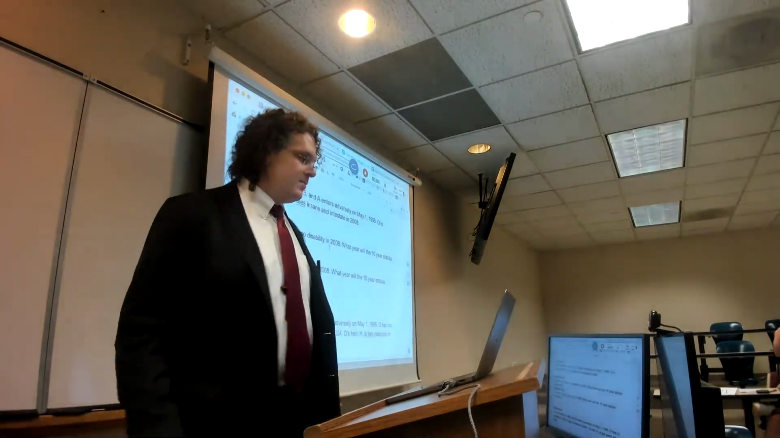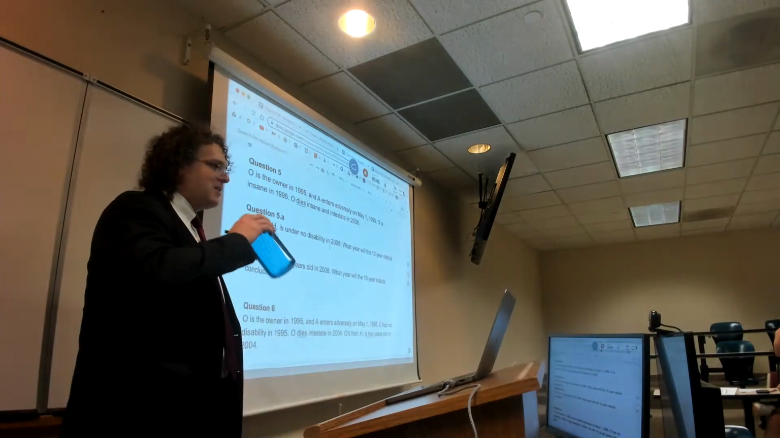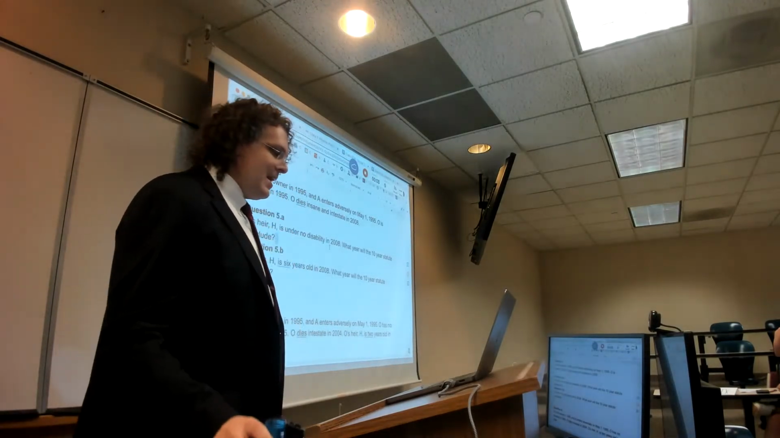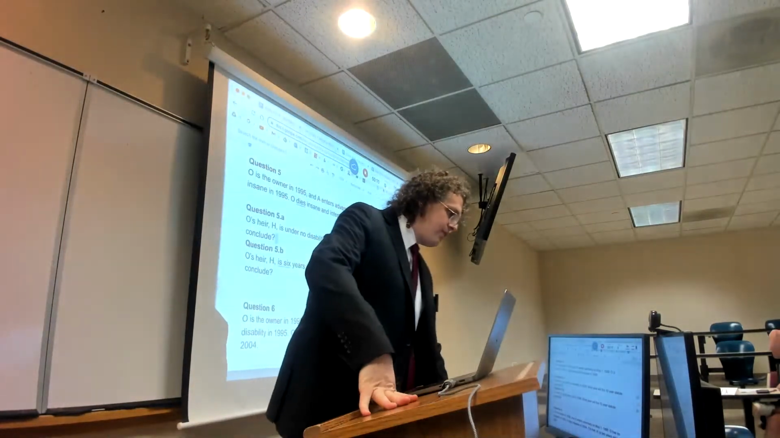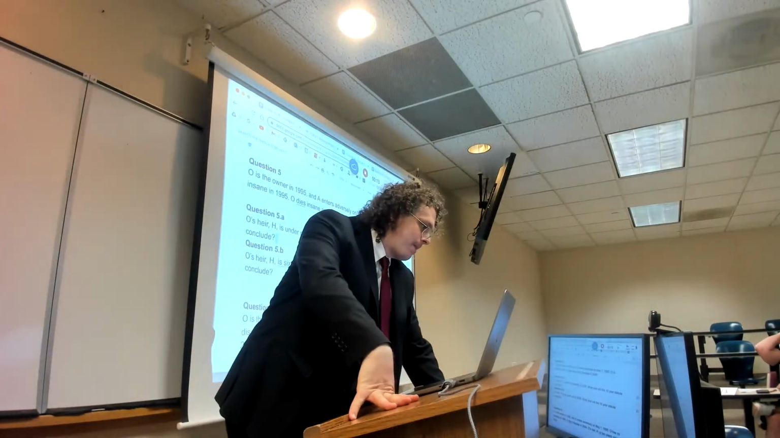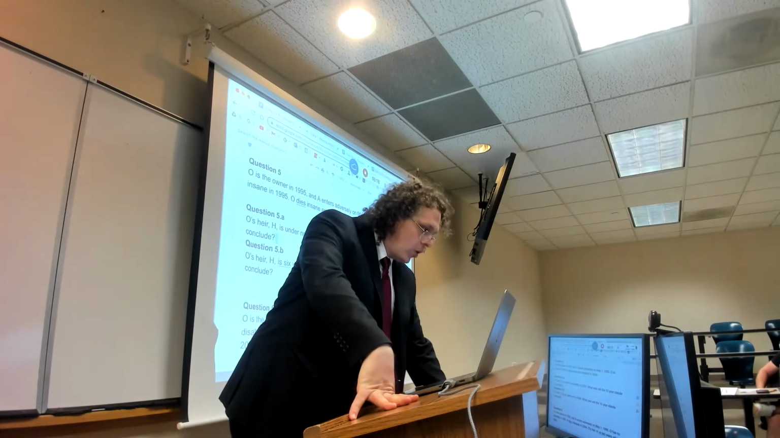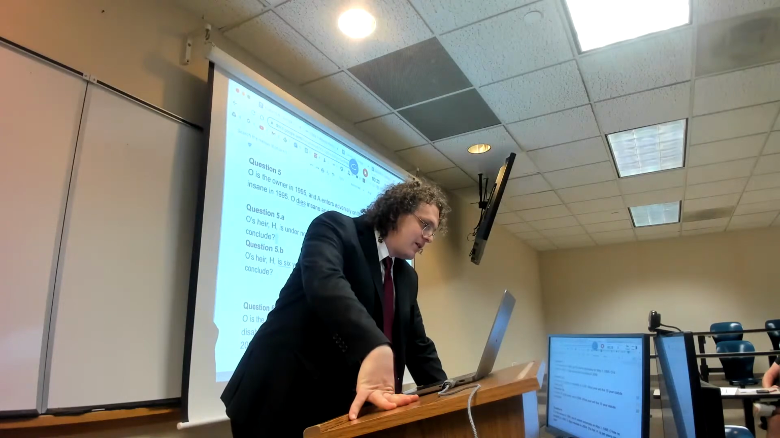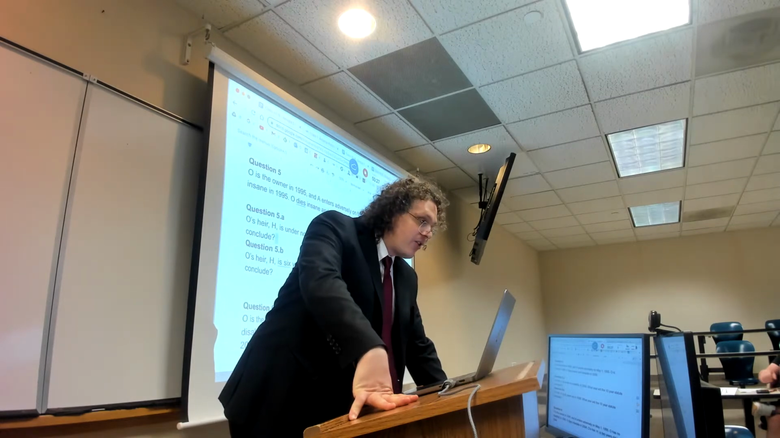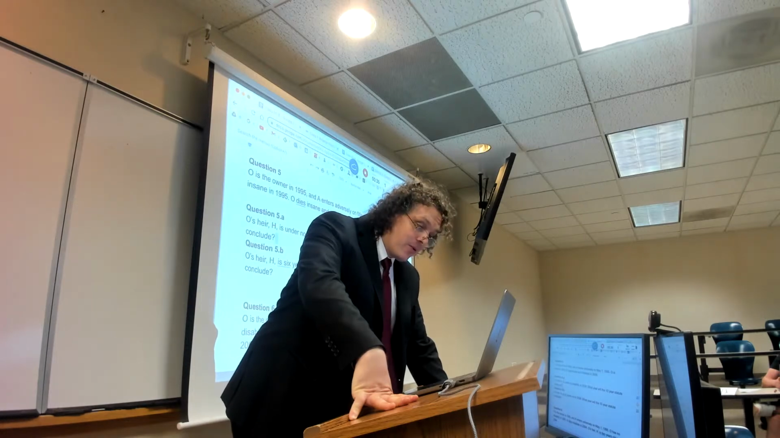O is the owner of Blackacre in 1995. And A enters adversely on May 1st, 1995. O is insane in 1985. O dies intestate and insane in 2008. So question 5A. O's heir H is under no disability in 2008. What year will the 10-year statute conclude? I'm looking for a number, please.